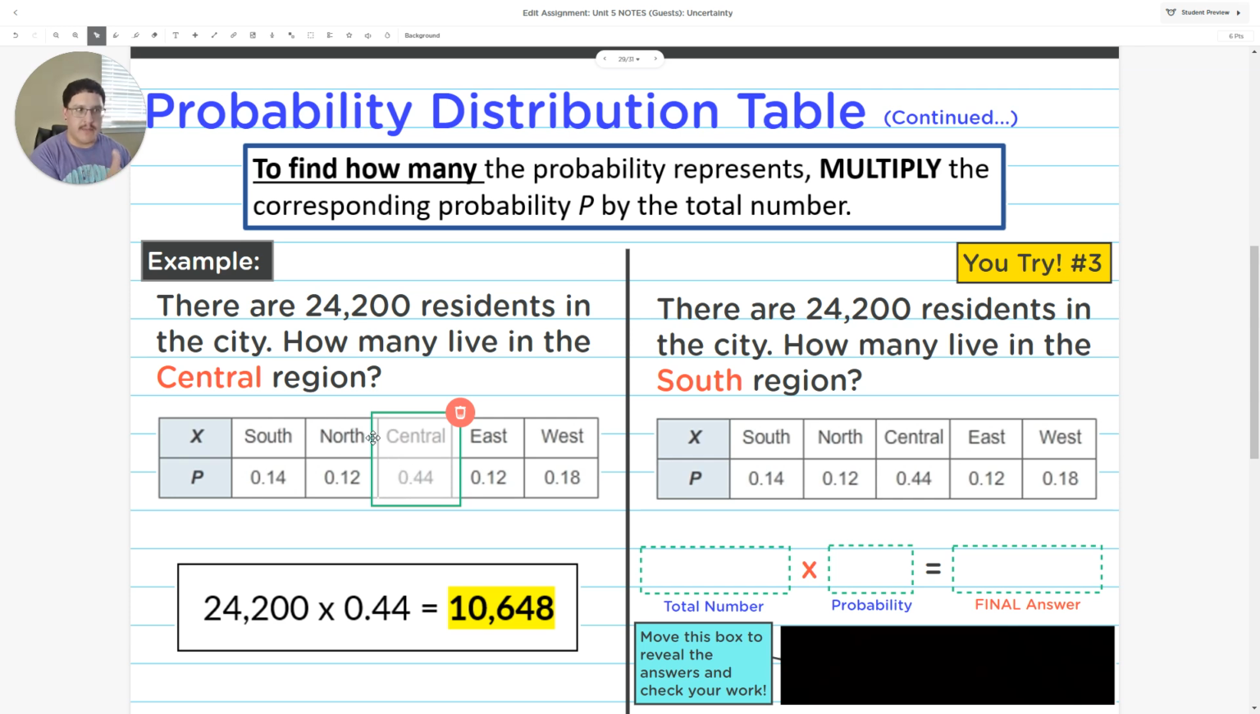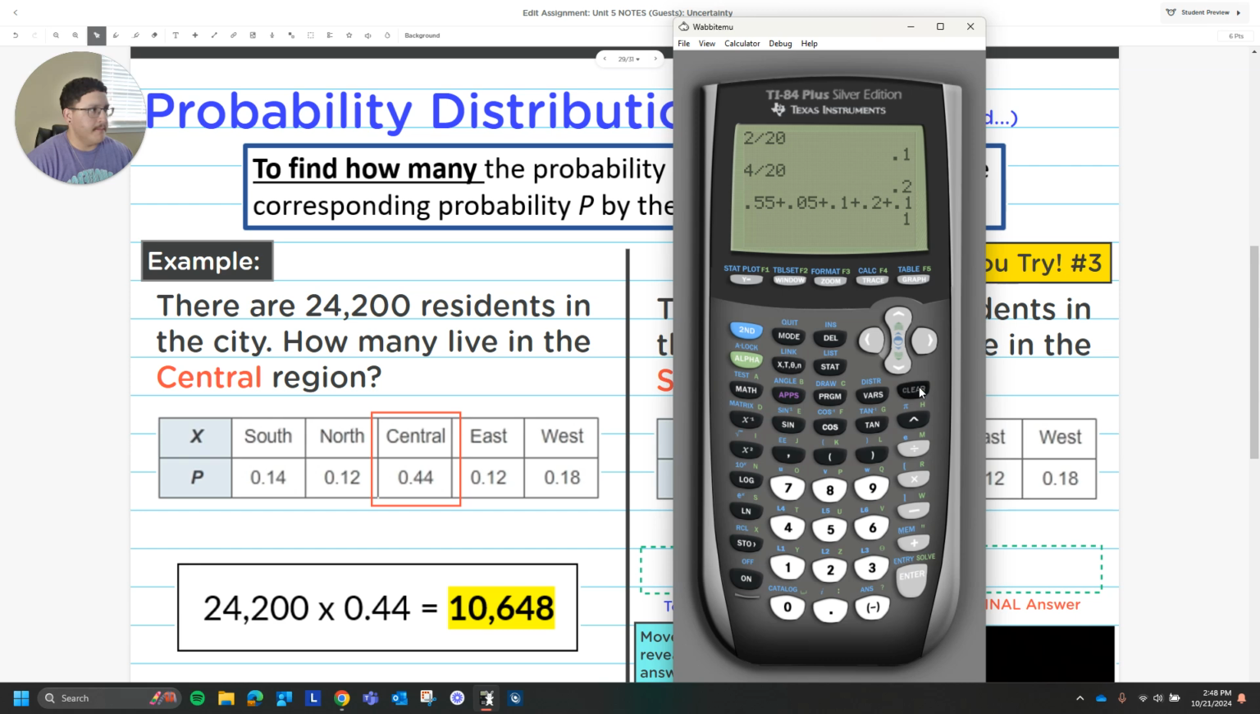Well, we know the probability in this example, according to the table, is 0.44. So how do we find out how many residents live there? Well, we're going to multiply 24,200 times that probability, which is 0.44, and we have 10,648 people, residents, that live in the central region. That's the answer for this example.